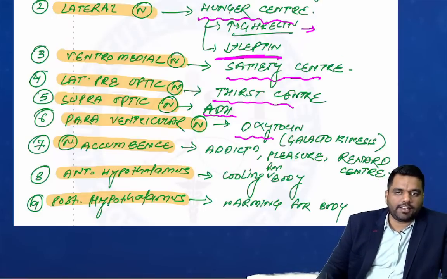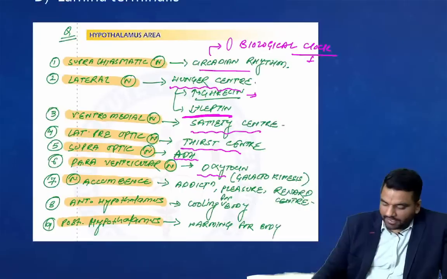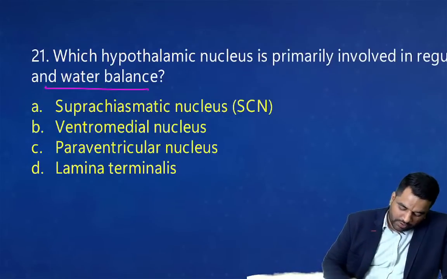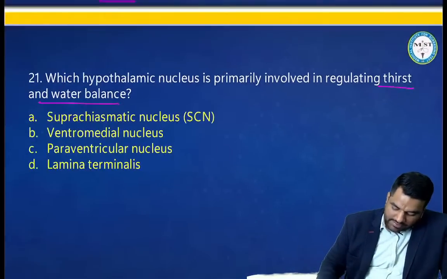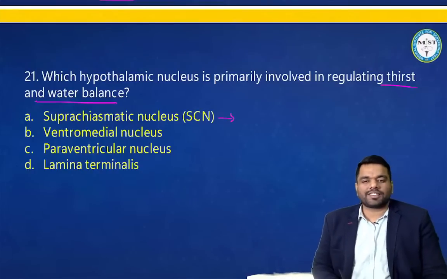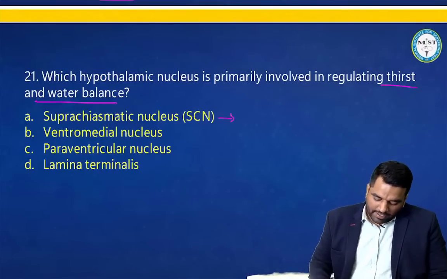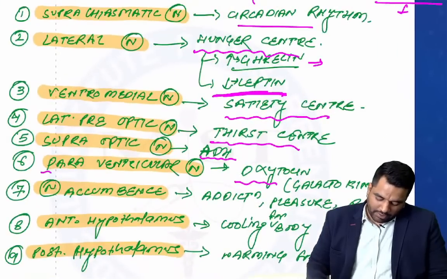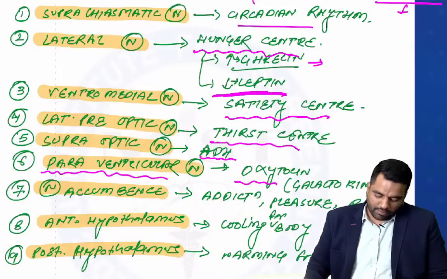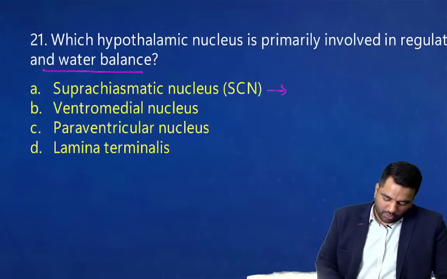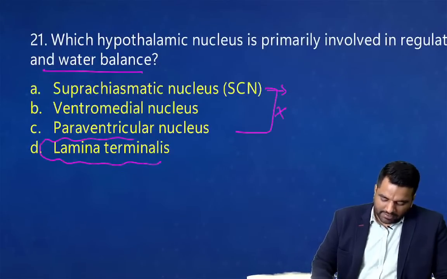So as you can see, there are different hypothalamic areas, and you have to remember them. Here it is asking about thirst and water balance. Suprachiasmatic nucleus is for circadian rhythm. The paraventricular nucleus is for oxytocin, and ventromedial is the satiety center. So these three are wrong answers. What remains? That is lamina terminalis.